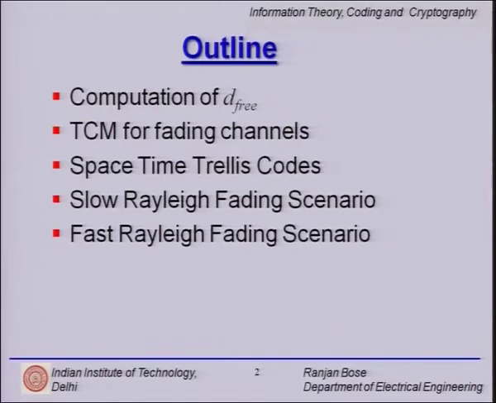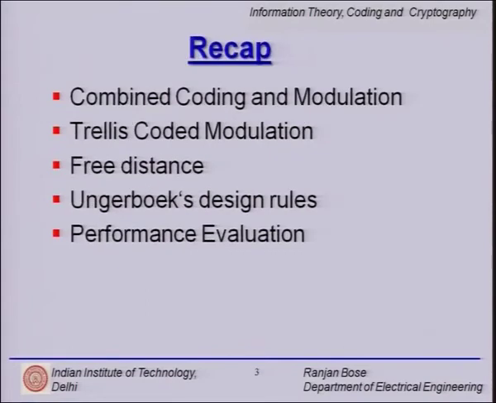Then we will logically shift to space time trellis codes, which is a logical extension going from TCM, and we look at two distinct scenarios: the slow Rayleigh fading scenario and the fast Rayleigh fading scenario. We will look at the distance product design criteria for these two cases. Let us do a quick recap.